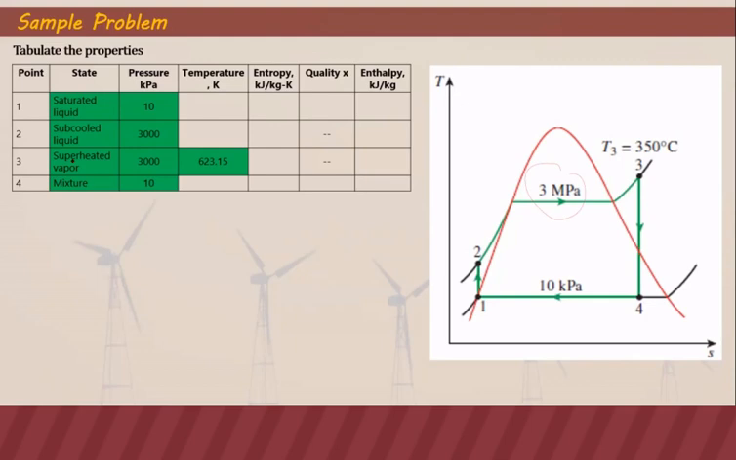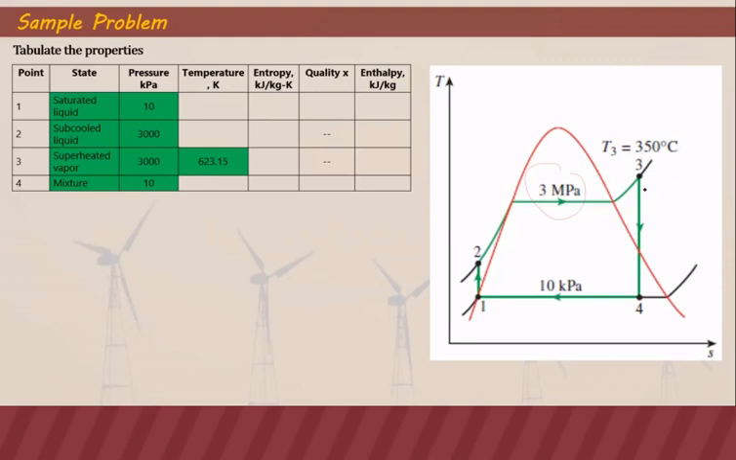Same also with the pressure of the superheated vapor, which is point 3. So point 3 now is in the superheated vapor region. And then we're given the temperature of 350 degrees Celsius. For us to use the software, you are going to add 273.15 so that we will have 623.15 Kelvin. So this is in Kelvin here. And then the superheated vapor pressure is the same as point 2, that is 3000 kilopascal.